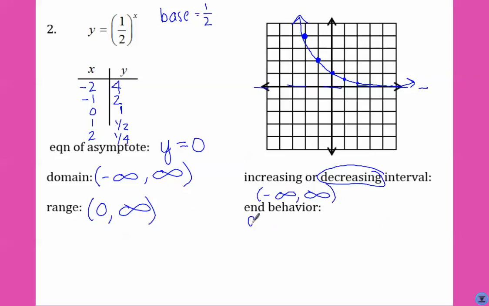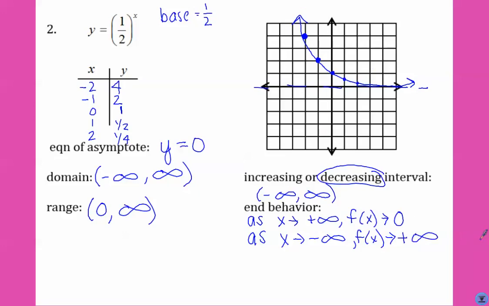Then our end behavior, as x goes to positive infinity, f of x goes to, and as x goes to negative infinity, f of x goes to. Our arrow on the right, this time is the one getting closer to the asymptote, and our one on the left is going towards positive infinity.